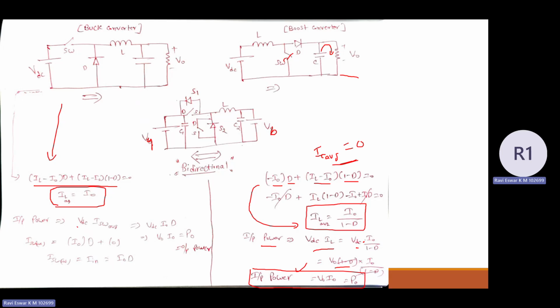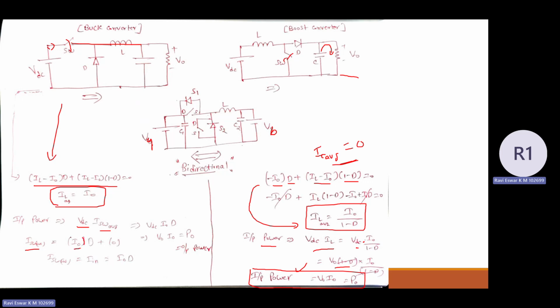So the input power is VDC into I switch average. Basically, the average of the switch current is equal to the input current because they are connected in series. So how do we find the input current, the average switch current? Now you can just analyze the operation of the buck converter. When the switch is closed, the current flowing through the switch is equal to the inductor current. So if I take a negligible ripple in the inductor, I can approximate the inductor current as equal to the output current. So the switch average, I can write it as I naught.